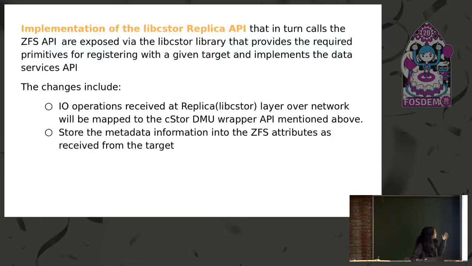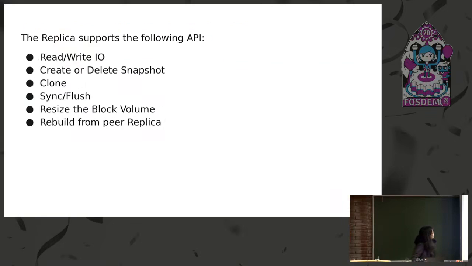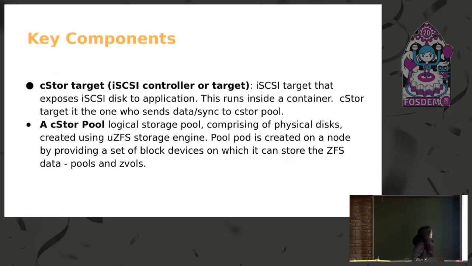Basically libcStor is a library which we use to do the API-specific operations on the volumes. These are the API operations which are performed through the cStor API. And the component we talk about is the cStor target. I already told you what it is, and it exposes the iSCSI device to the application.